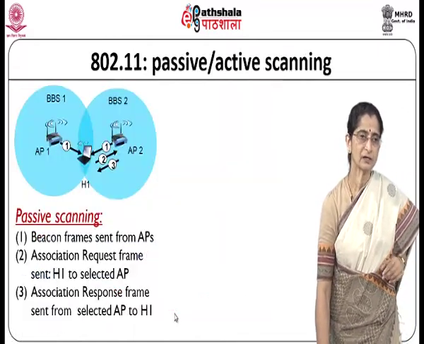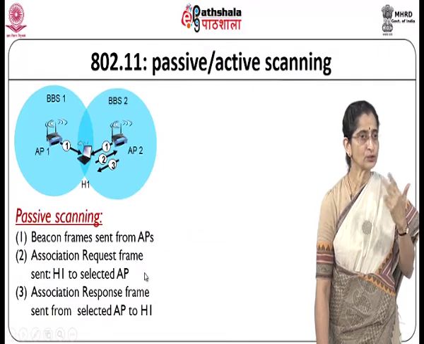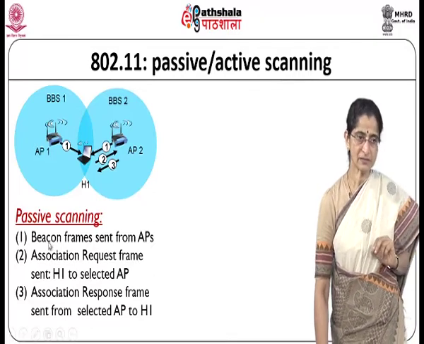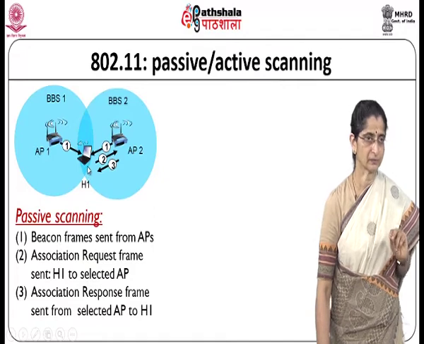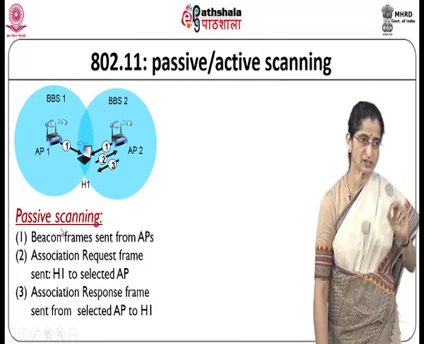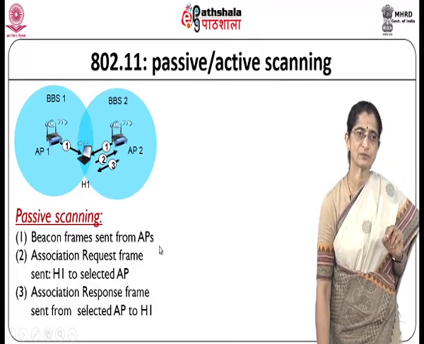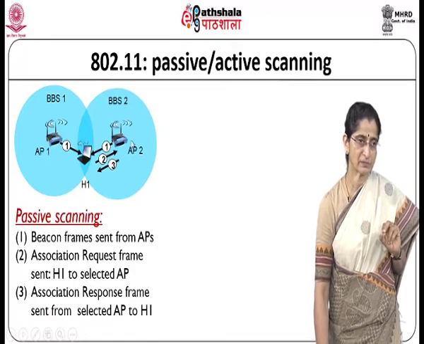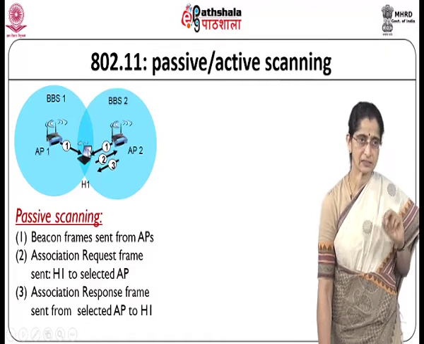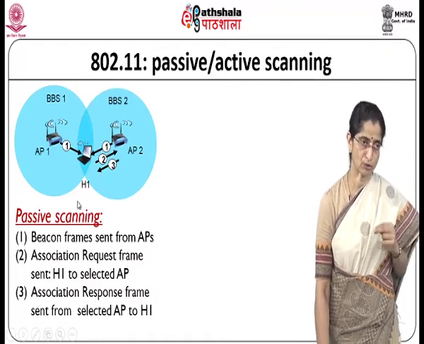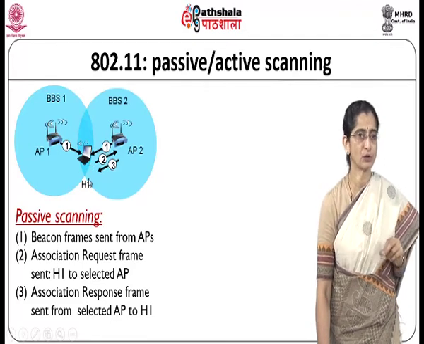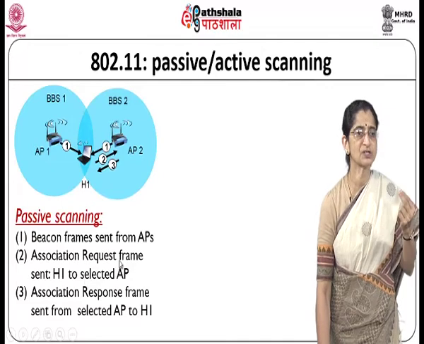When we talk about this scanning, there are two modes of operation here: passive scanning and active scanning. In passive scanning, when a node wants to connect, it waits to hear beacon frames from the access points. So the first step here is beacon frames coming from the access points. Now the second step: on hearing these beacon frames, by looking at signal strength or whatever basis, the host H1 chooses which access point it wants to associate to and sends what is called an association request frame.